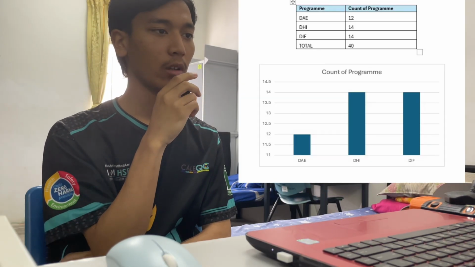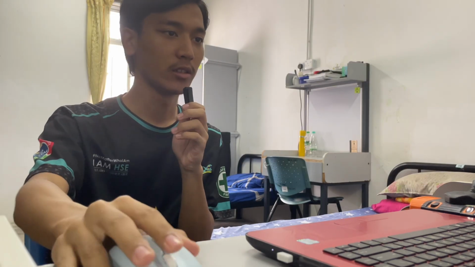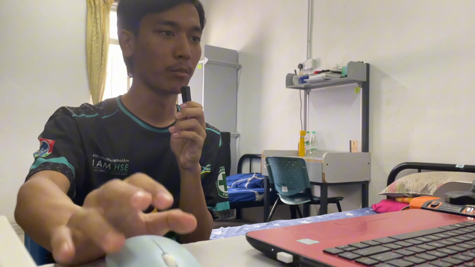For our bar graph, this is how it looks, from the data that we have stratified before, and this is our pie chart.